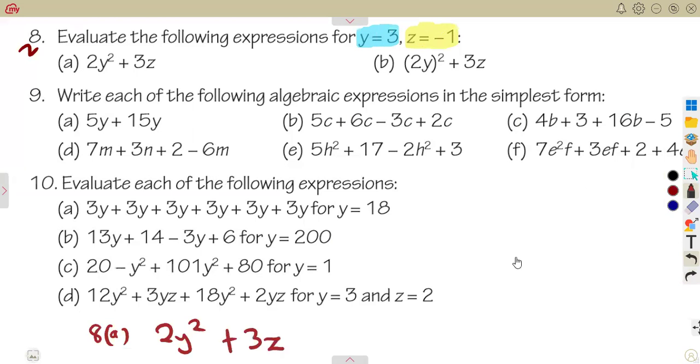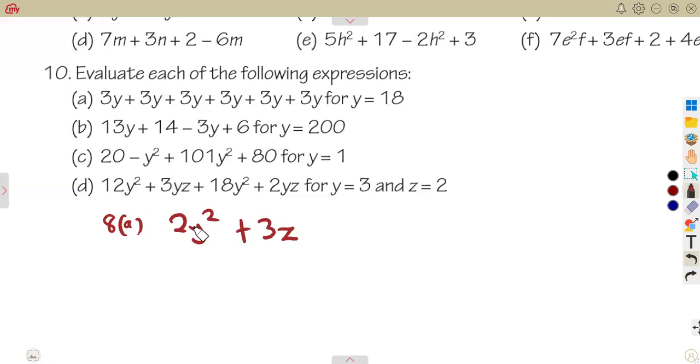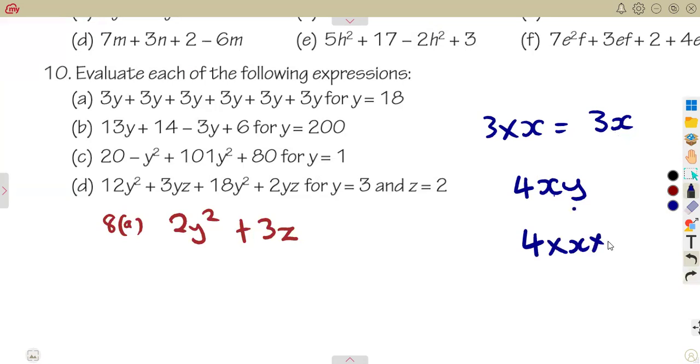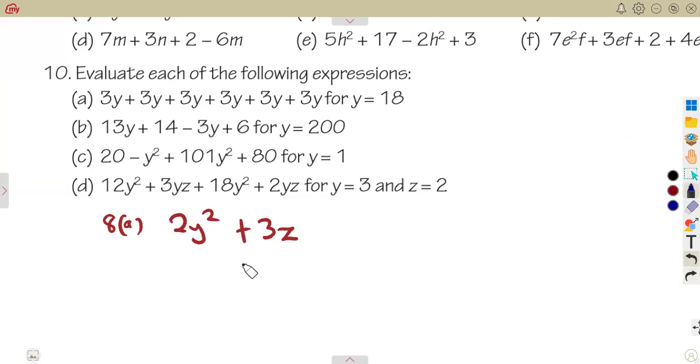Okay, so what does it mean? 3z or 2y squared, what does that part mean? 3 times x, remember, it means 3x. So whenever there is this, it means there's a product, like 3 times x, or 3x. Just when these terms are combined like this, it's a product. It means 4 times x times y, a product. So what does it mean on this part? It means there we have a product again, 2 times y squared.